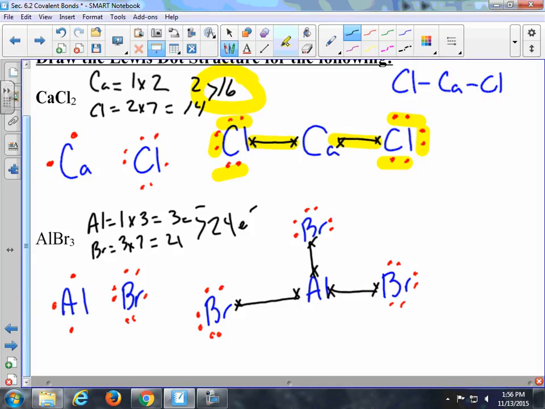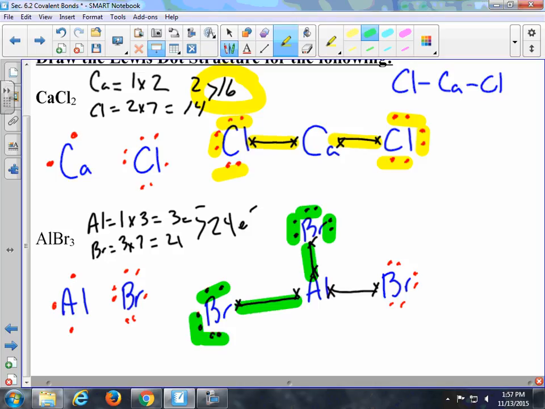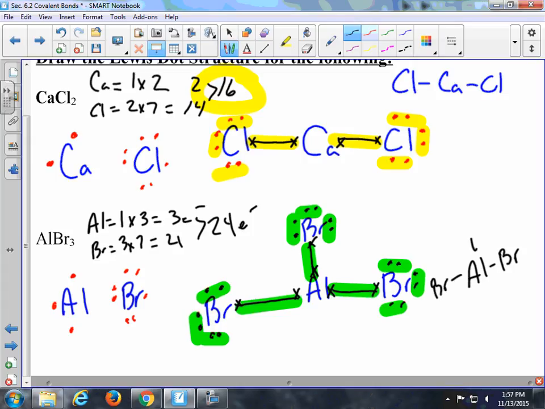Let's double check that we have all our electrons accounted for. 2, 4, 6, 8, 10, 12, 14, 16, 18, 20, 22, 24. Our final answer then would be to make this into good notation by getting rid of our married couples. Just like that. And that is a good Lewis dot structure.